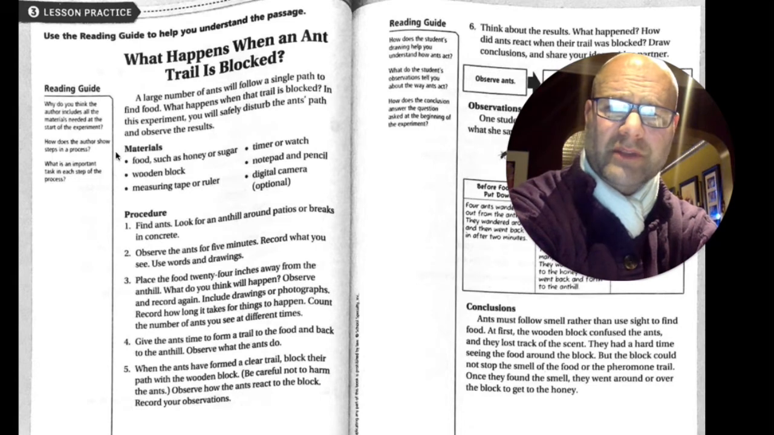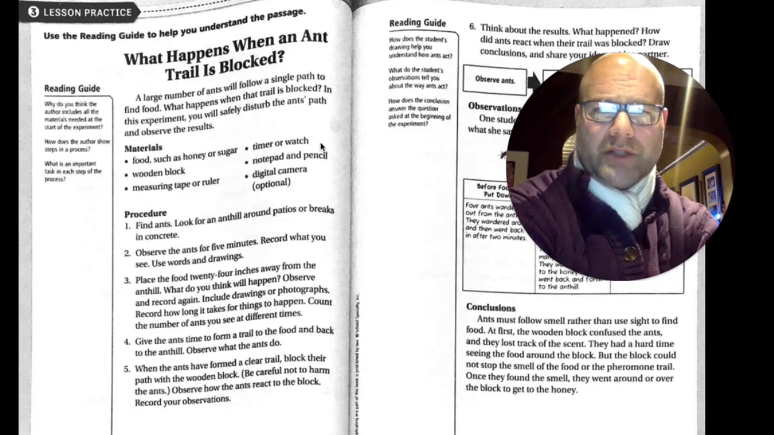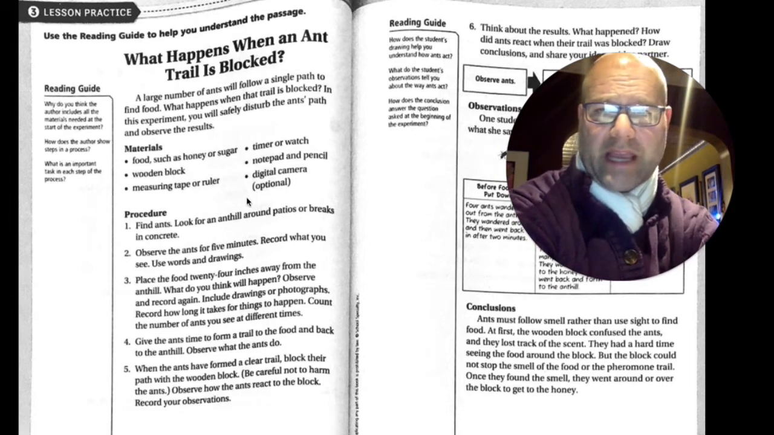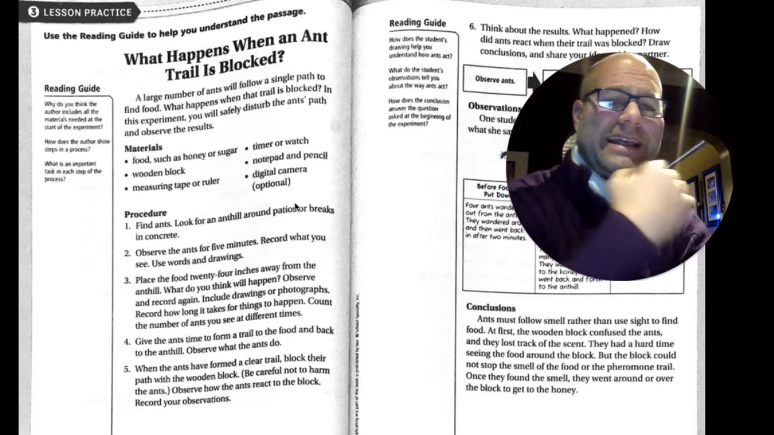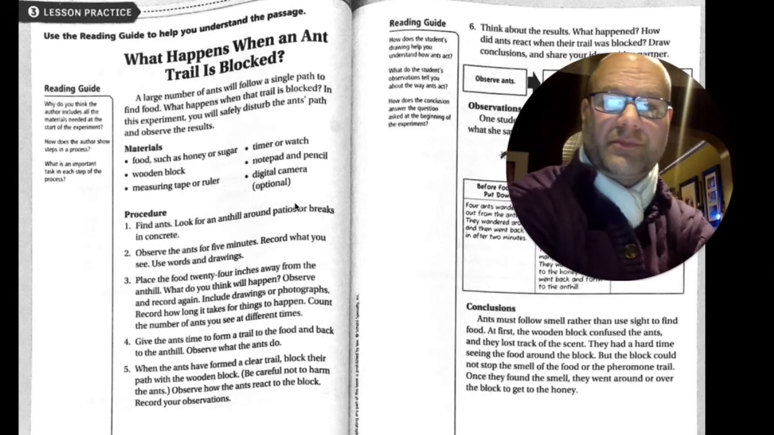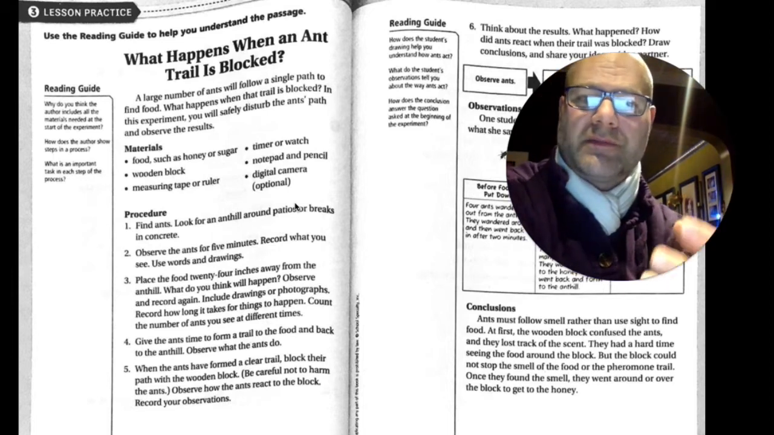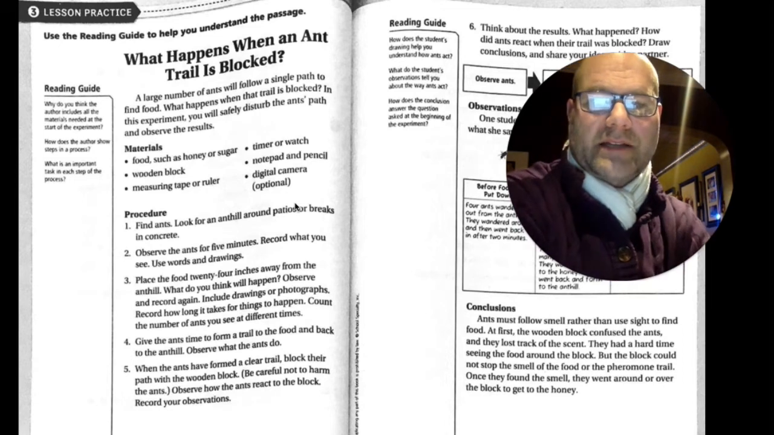Let's take a look at some of the materials. You've got food, such as honey or sugar, wooden block, measuring tape or ruler, timer or watch, notepad and pencil. And then you have a digital camera, which is optional. What does optional mean? It means it's not necessary. You don't have to have it in order to do the experiment. But it would be pretty neat to be able to record and then play back so that you can observe with even more detail things that you may have missed when you were just looking with your own natural eyes.